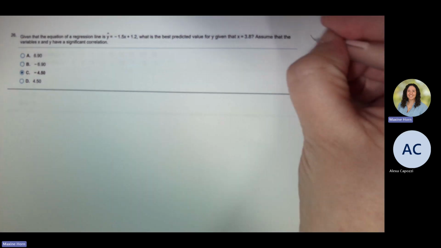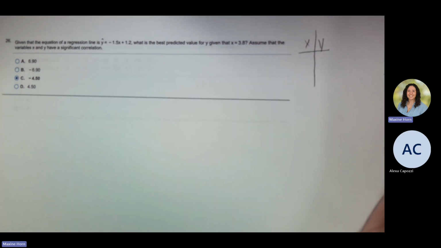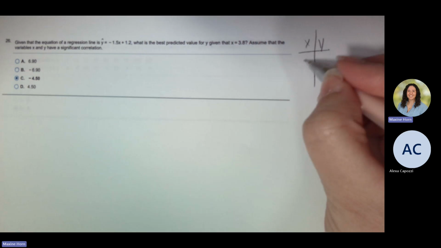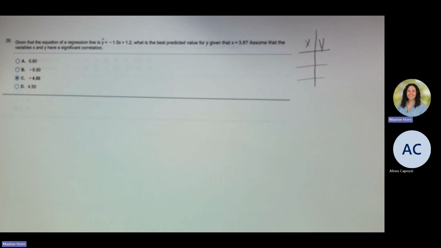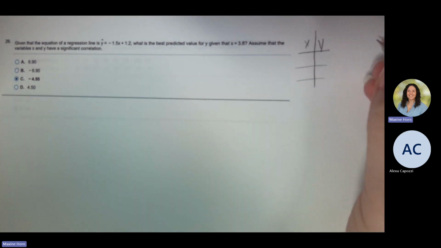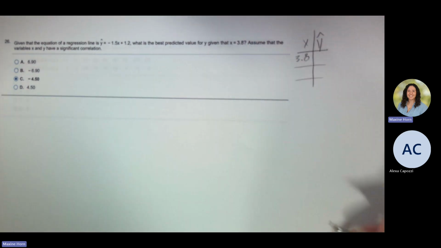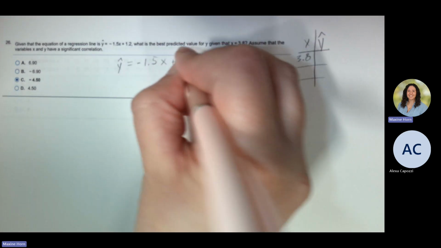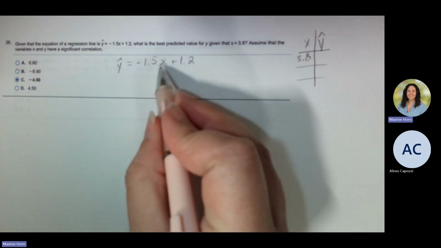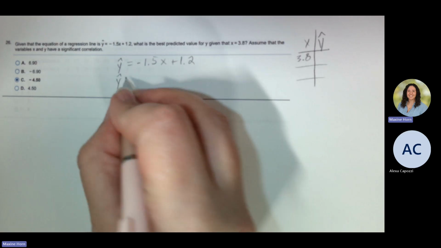All right, so again, thinking back to algebra, if you had an equation with x's and y's, you can plug in an x and solve to find the corresponding y, right? Do you guys remember making a table of points? That's all we're doing here. They're giving us an x value of 3.8, and they're asking us to plug it into the equation to find the corresponding y, or in this case, y hat. So we have y hat equals negative 1.5x plus 1.2. And they're saying, hey, instead of x, use this value for x.